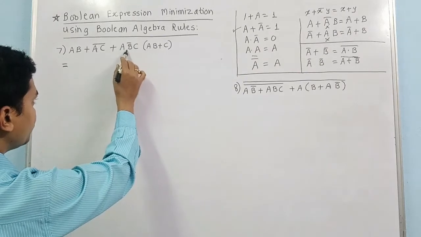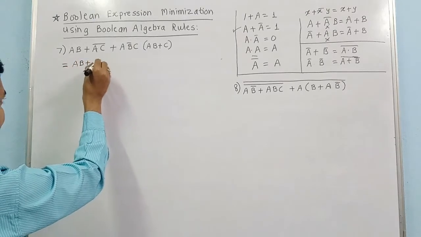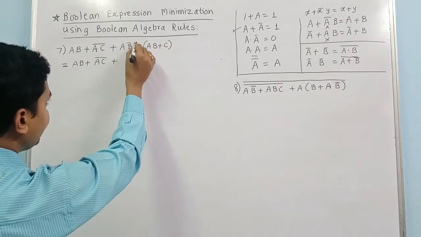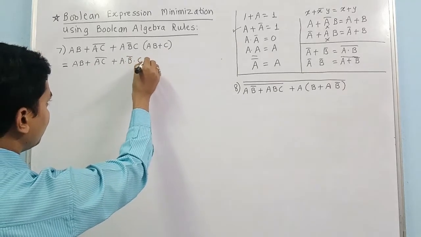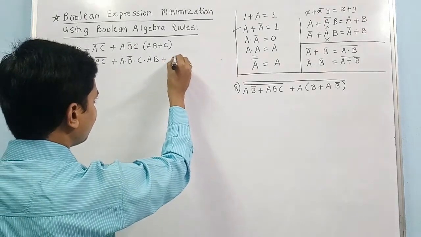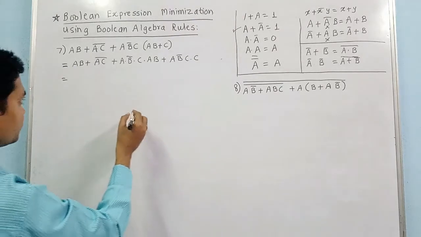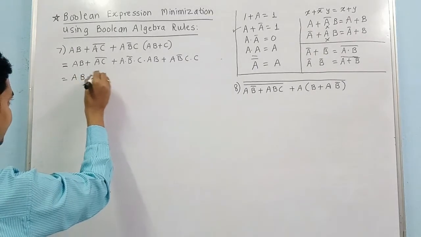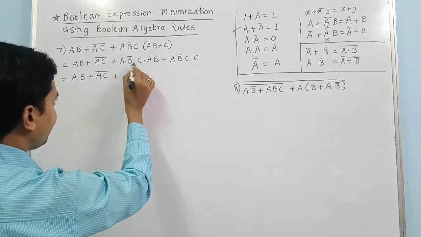So a into b bar into c into bracket ab plus c. So here a into b bar we will multiply inside the bracket. So what is the result? a b bar into c into a b plus a b bar c into this c. Okay, now next is ab plus ac bar plus, now in this multiplication, b and b bar are multiplied together.